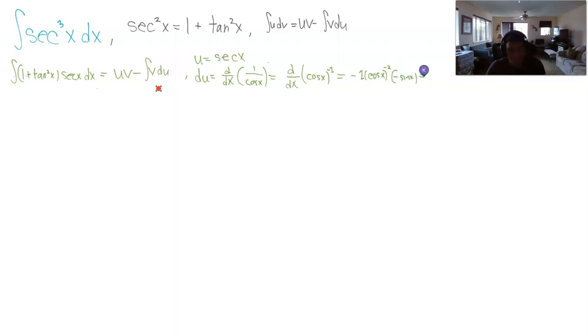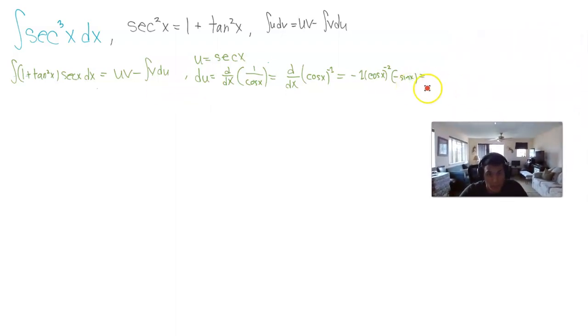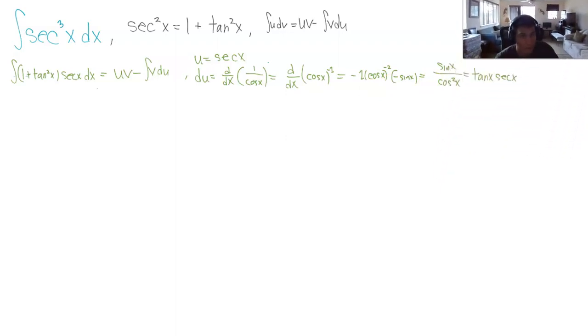So what do we get? Well, we see that we have two negatives, right? This is going to be sine x over cosine squared x, which is what? Tan x secant x. There you go, and now I remember the derivative. So it was actually that. Correct.